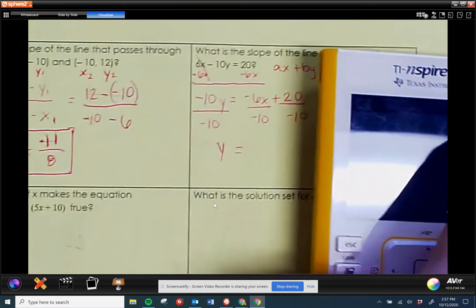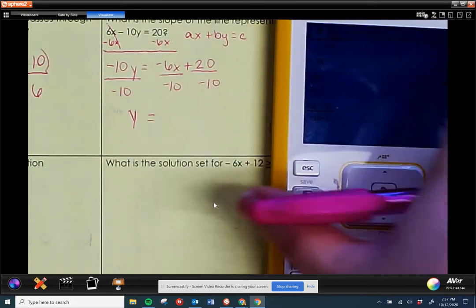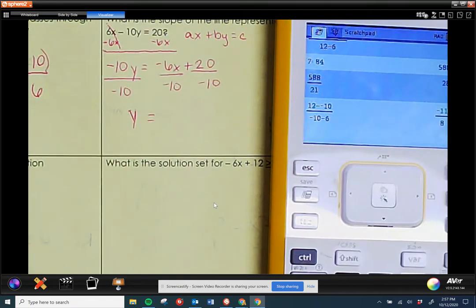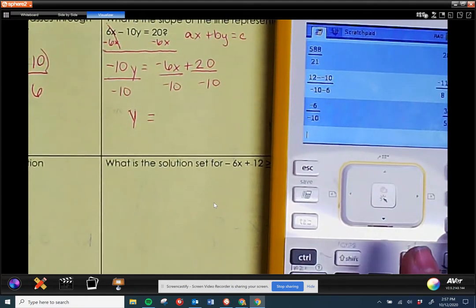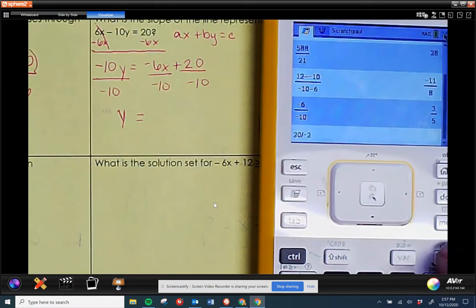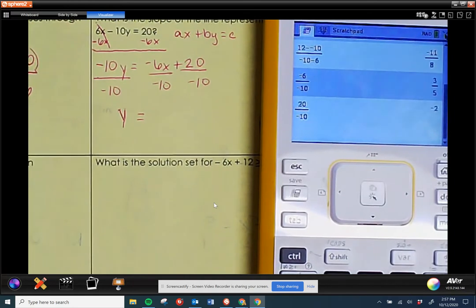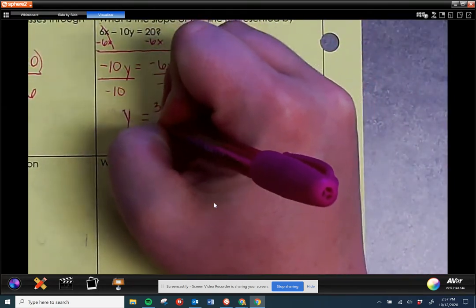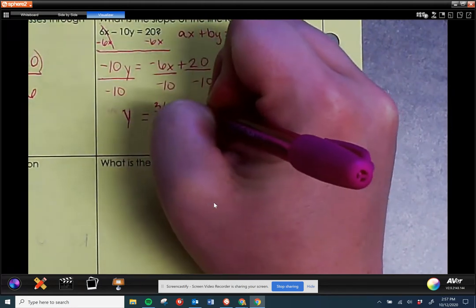Your calculator will simplify these fractions for you, whether in Desmos or in your Inspire. Either way, you can do negative 6 divided by negative 10, and that will give us our simplified slope, which is 3/5. And then we can do the same thing. 20 divided by negative 10 is going to be negative 2. So we have 3/5 x minus 2.